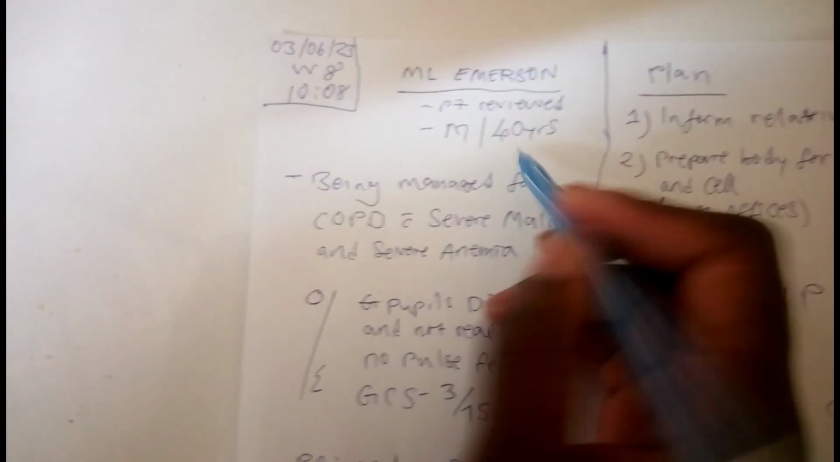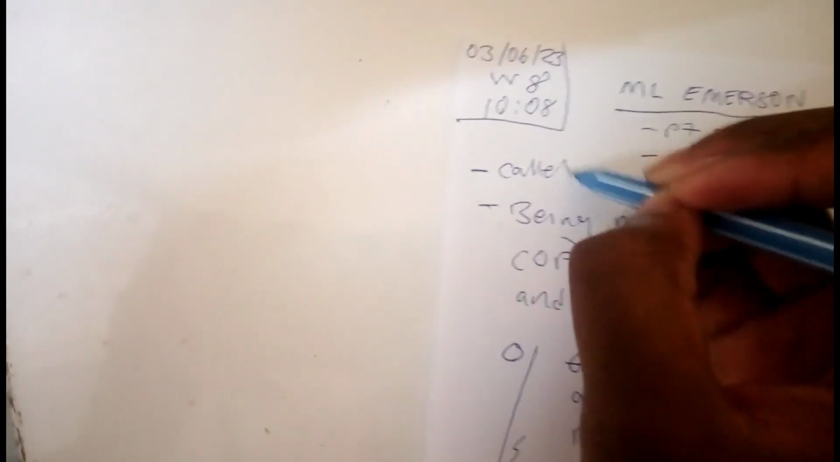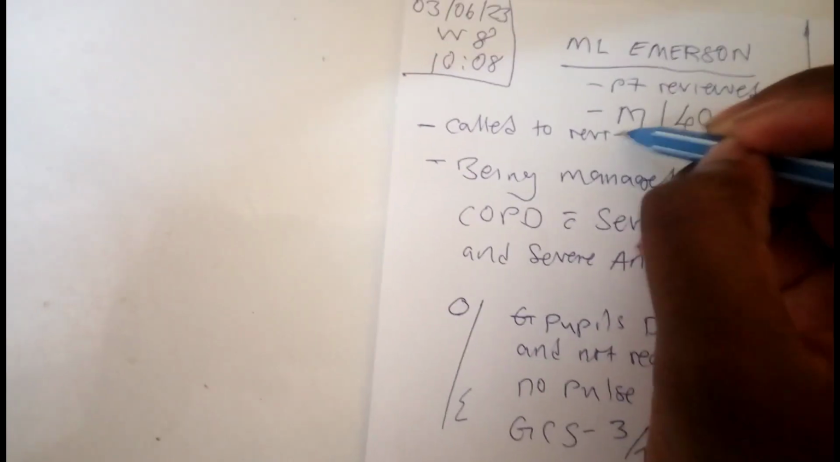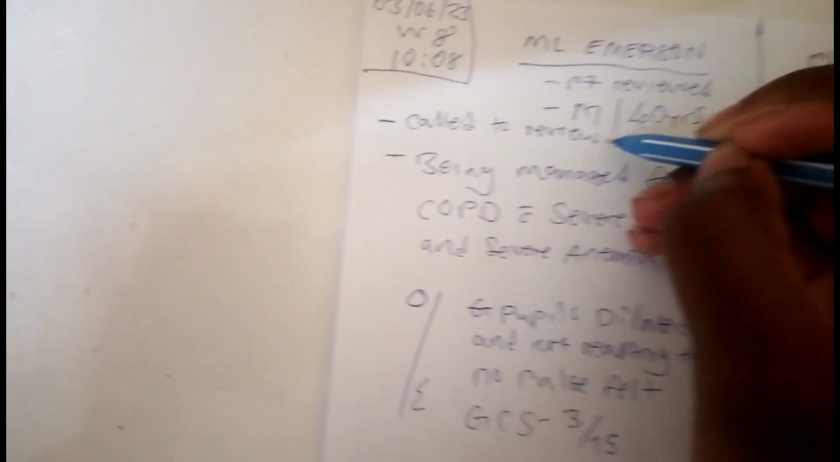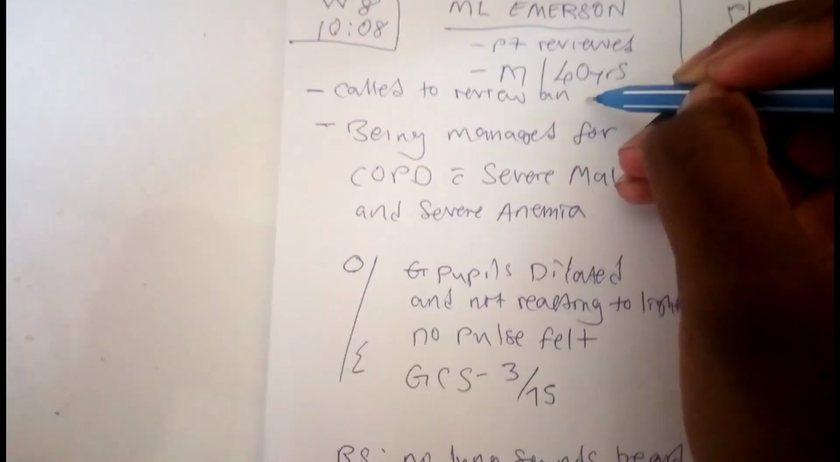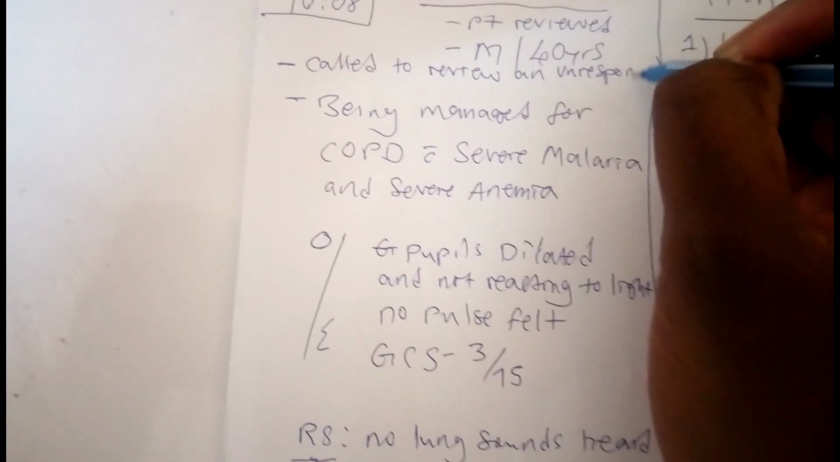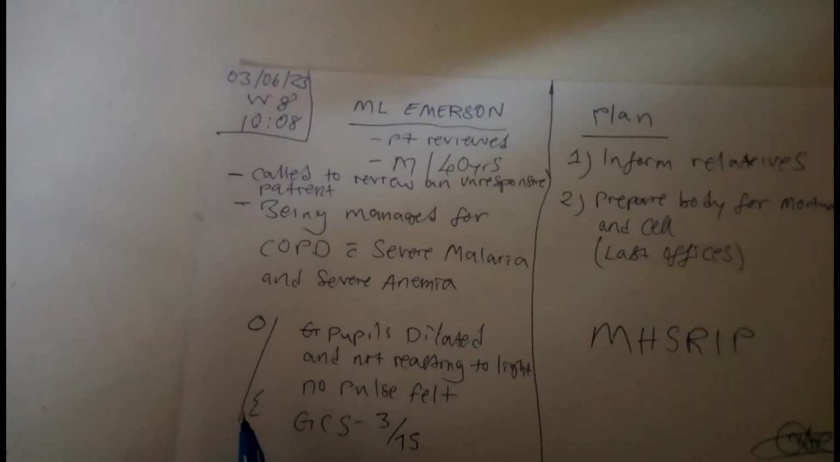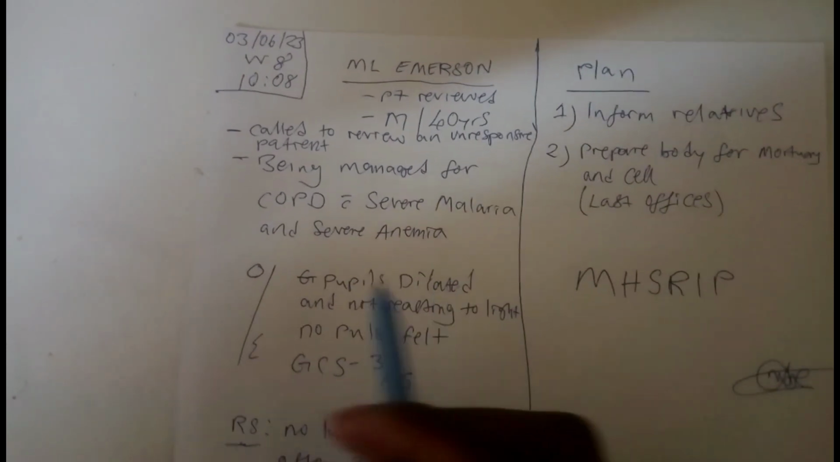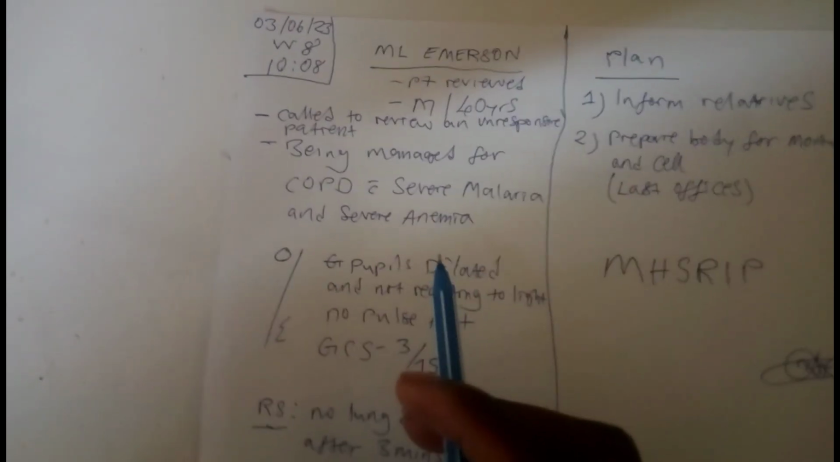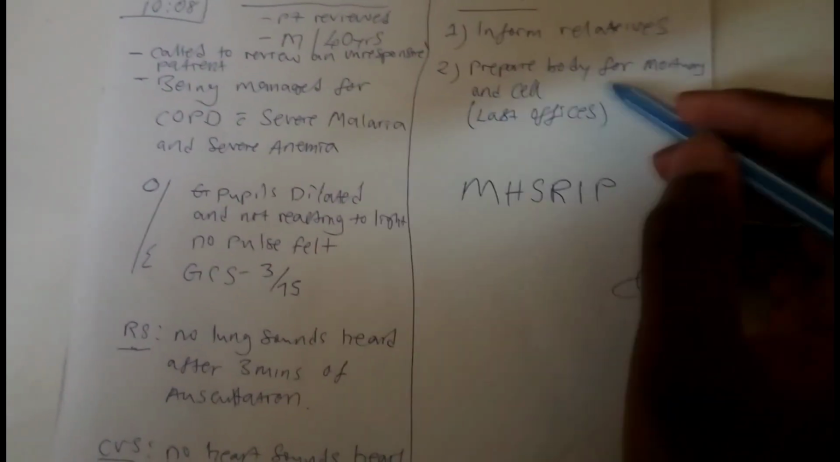So patient reviewed, male 40 years, then you indicate that you were called, so you say code to review. This is the important part. So code to review an unresponsive patient. Then they begin being managed for. So I almost forgot about this part, which is very important. So patient reviewed, male 40 years, then code to review an unresponsive patient being managed for, then you end. Then if you want, you can just end with prepare body for mortuary, then that's all. When they see this, they understand this is the last offices. Okay.